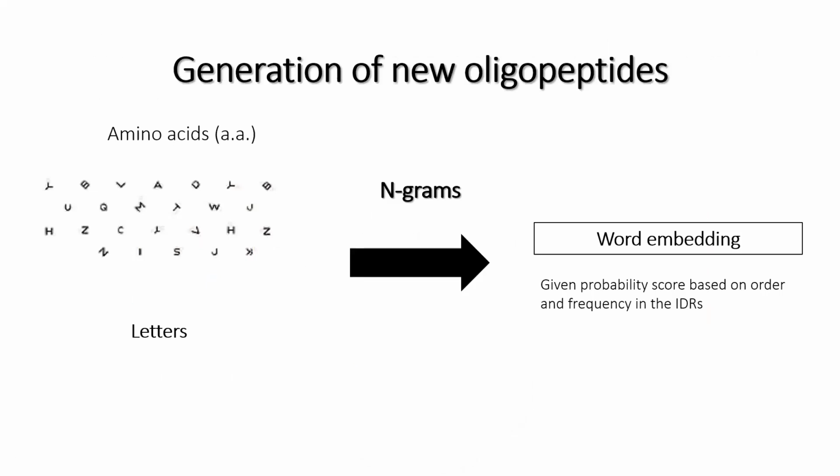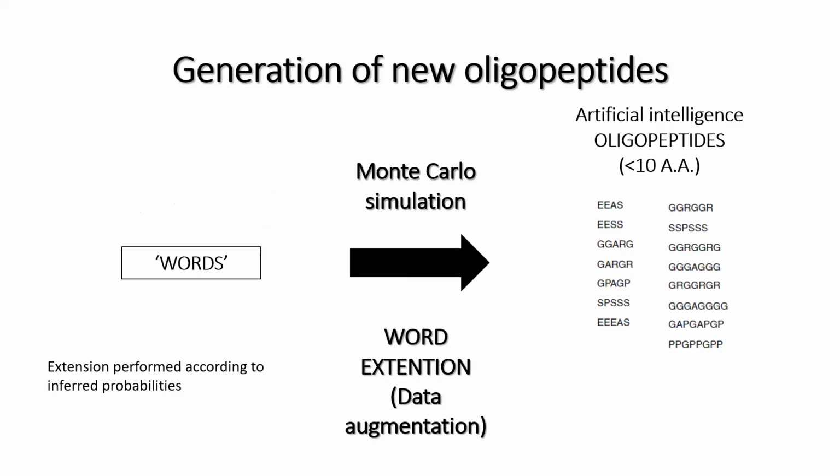So yes, the amino acids, as you can use single letter abbreviations for them, were input as letters into the N-grams and given a probability score based on the order and frequency found in the IDRs of the previous osteogenic proteins, I believe. So these amino acids were extended using Monte Carlo simulation, which extends them according to some more inferred probabilities. And this led to the generation of the artificial intelligence oligopeptides.